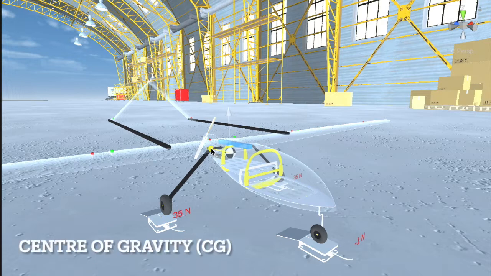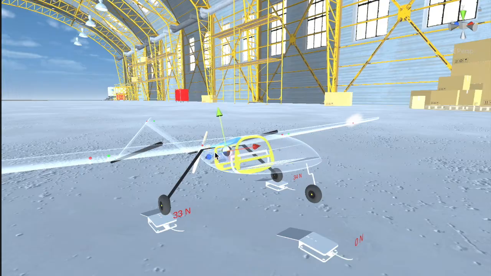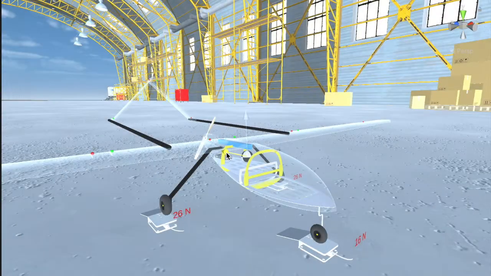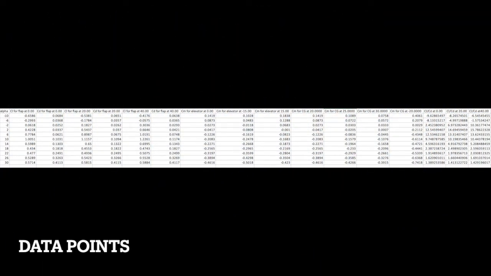Here the experiment is done on the CG by moving it aft of the intended CG position. Observe the loads, and over here the experiment is done on moving them forward. Do notice the differences in reaction of the aircraft. There is greater tolerance in this case. You may pause the video now to see the values collected from Unity.